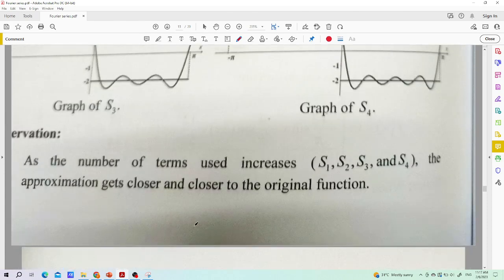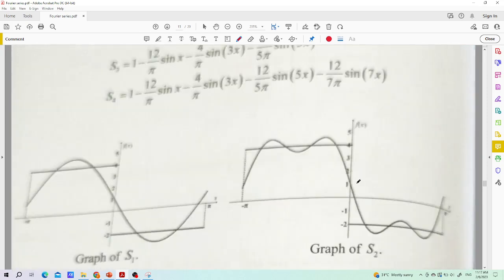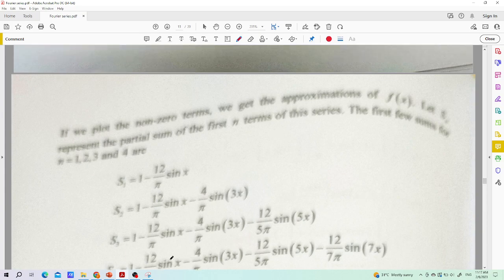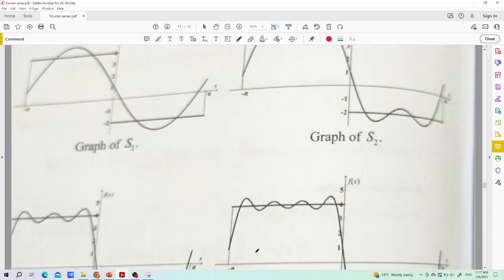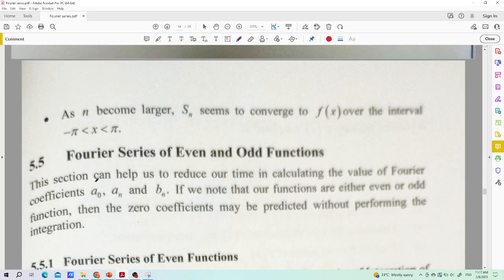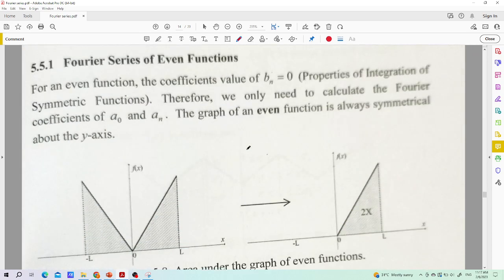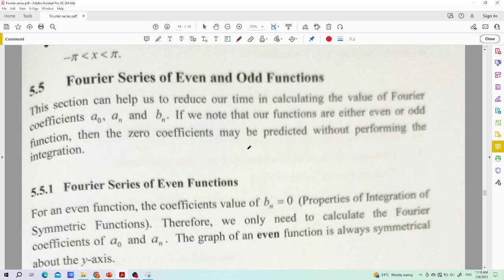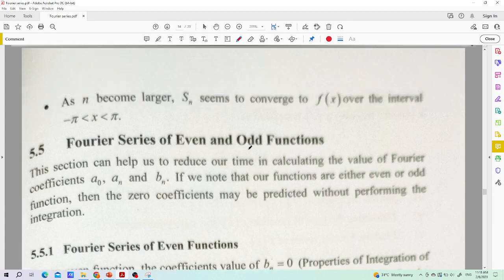Our observation is that as the number of terms increases, the approximation gets closer and closer to the original function. So if we put more terms inside here, we will get more accurate, closer to the original function that we want to estimate. Okay, Sn becomes larger, and Sn seems to converge to f(x) over this interval. Okay, so next is the Fourier series of even and odd functions.